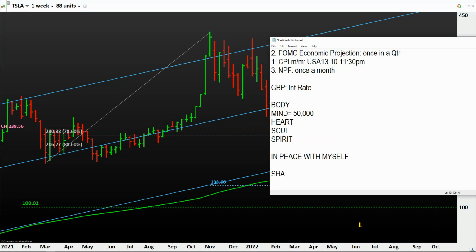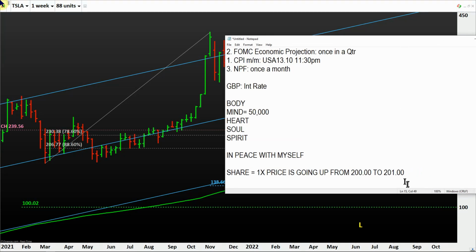So if you are buying one share and the price is going up from 200.00 to 201.00, you get only $1 because you have bought only one. But you have paid how many dollars? You have paid $40, $80 as commissions. So does it make sense to buy one share? It does not make sense, isn't it?